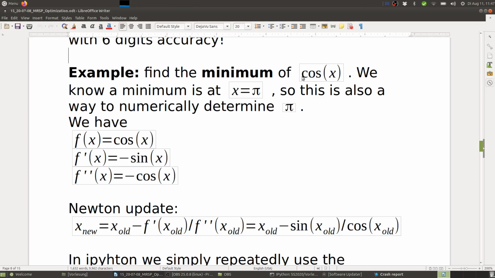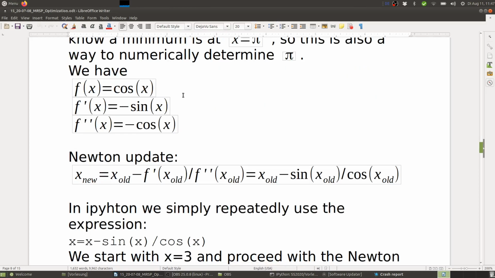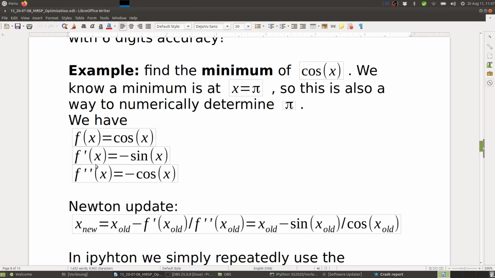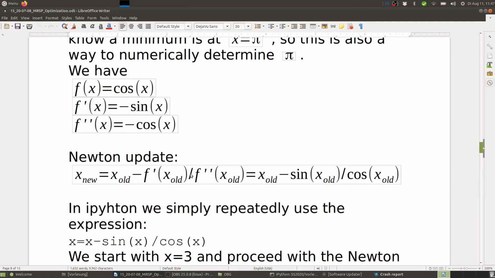So again, pi needs to be computed in software, for instance, or in some calculators, and this would be a way to do it. So here again, we first compute the derivative. So this would be actually then our function value to minimize, and that's why we also need the second derivative. So here the first derivative of the cosine is minus sine, and since we want to have the minimum, we also need the second derivative, which is minus cosine. Right? So again, easy enough.